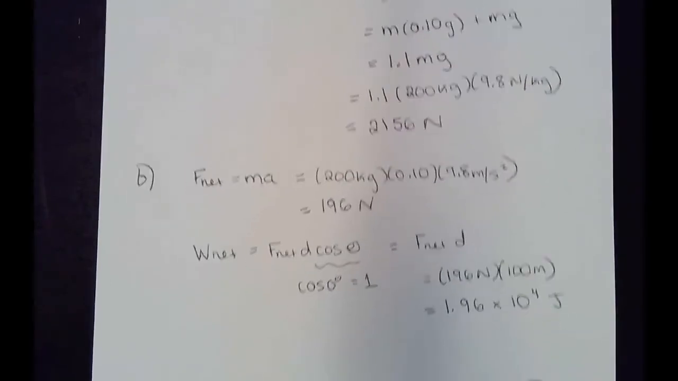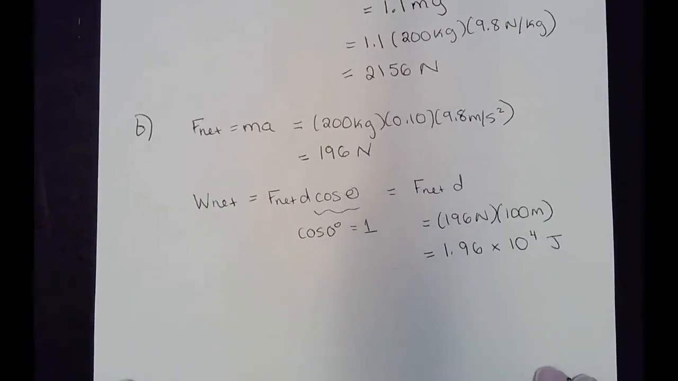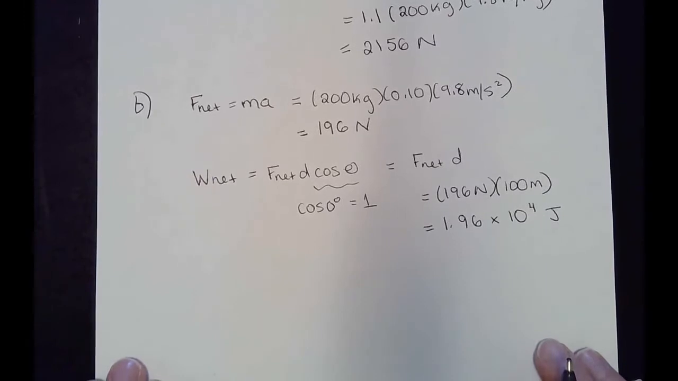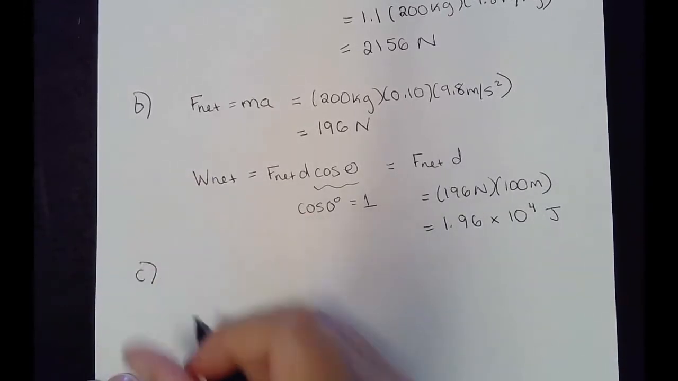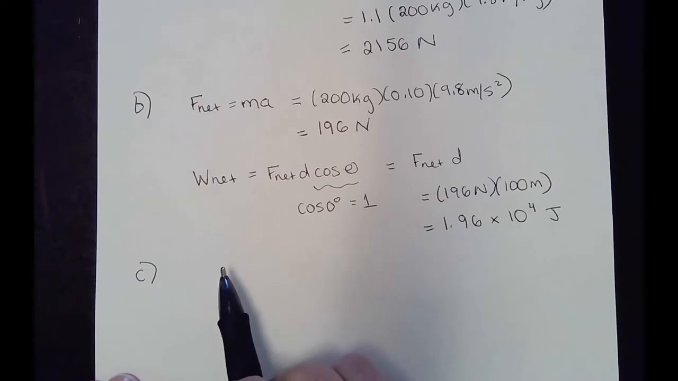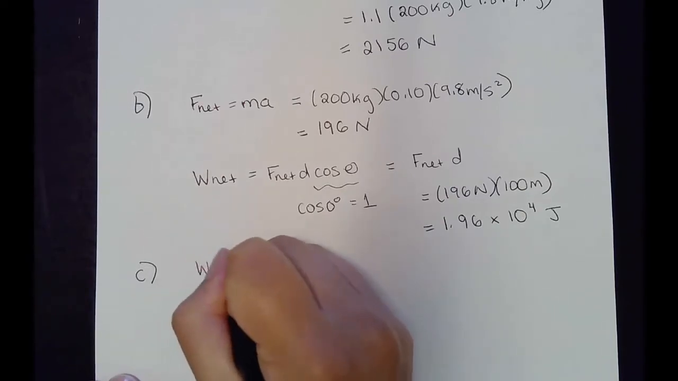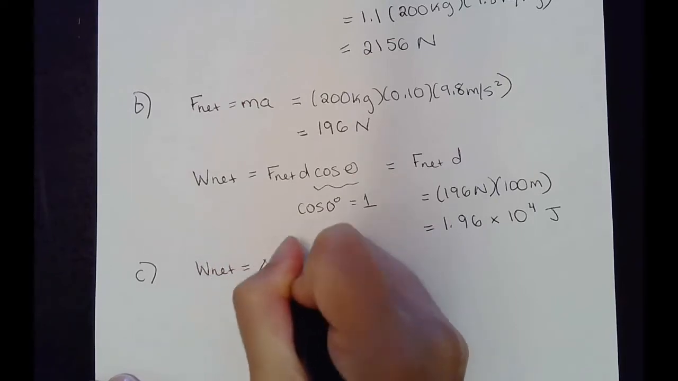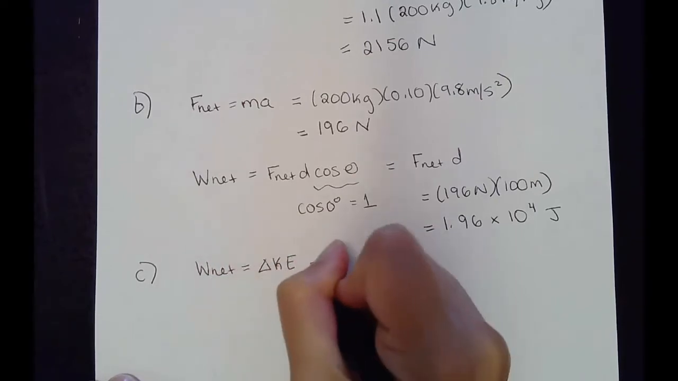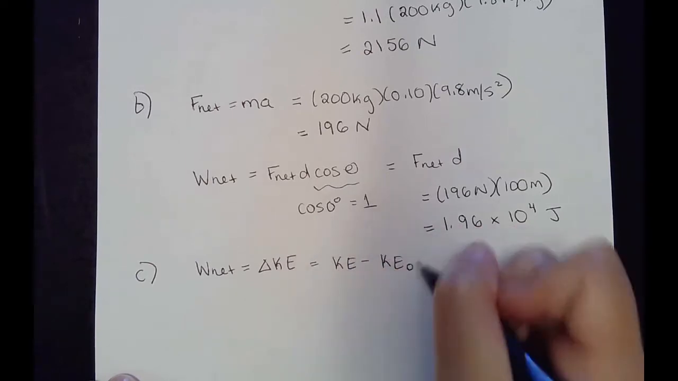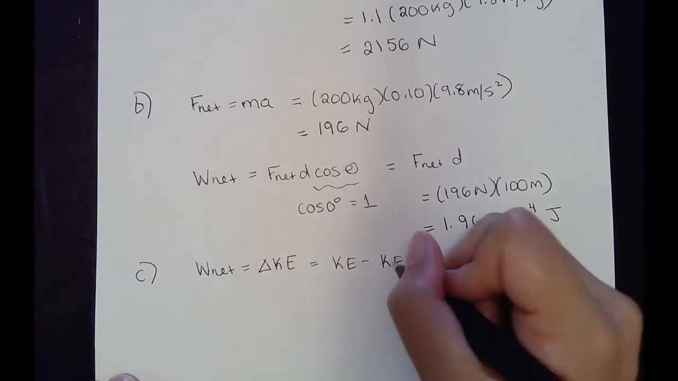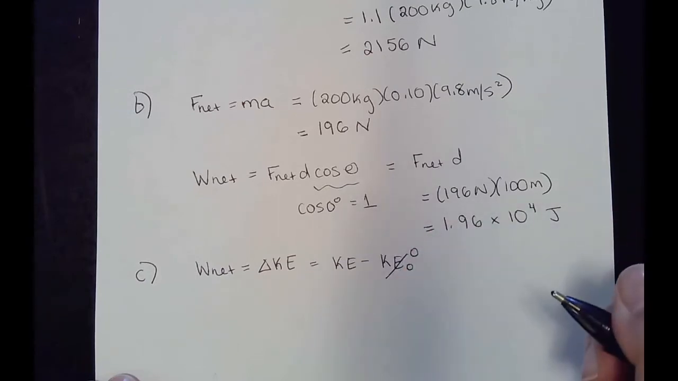All right, lastly, the question is, if the rocket started from rest, what is its final speed at the 100-meter mark? I know you can solve this using the acceleration and kinematics, but let's solve using the work kinetic energy theorem. So we want to use net work equals delta KE, which is KE final minus KE initial. We're told that the rocket starts from rest, so KE initial is 0.